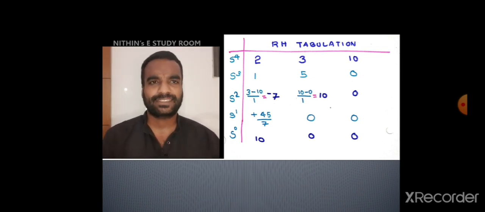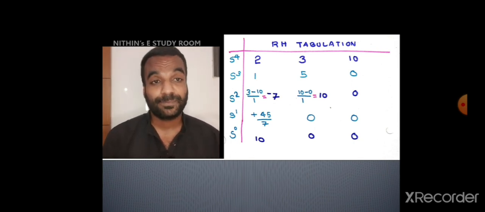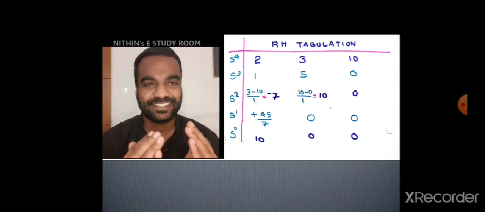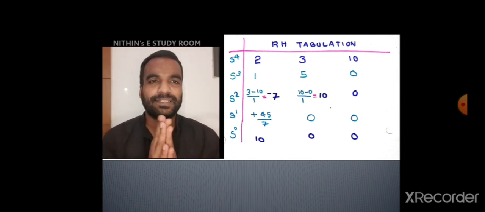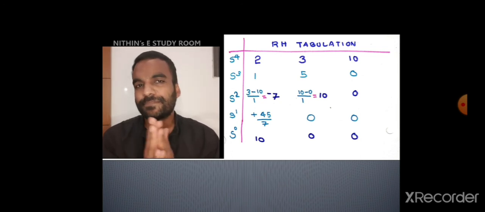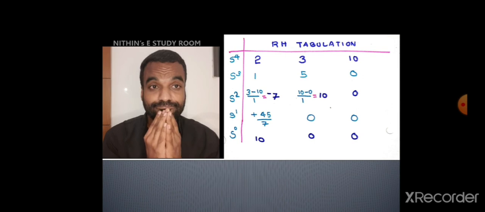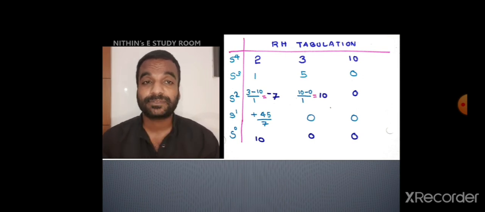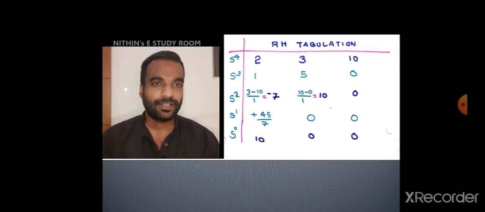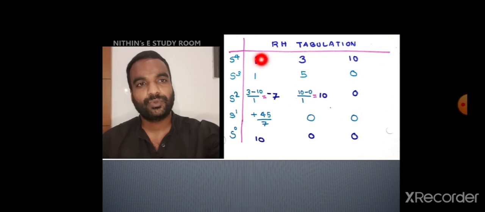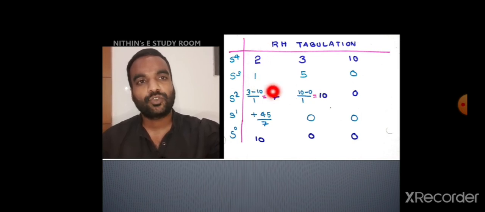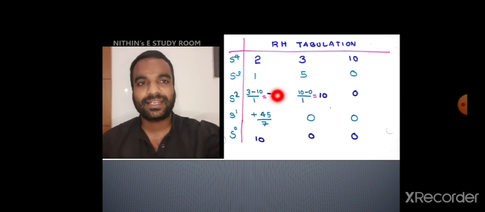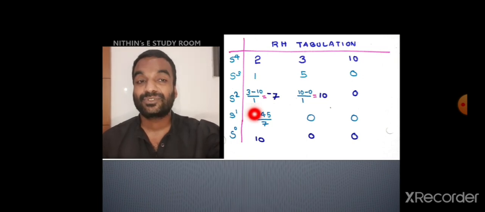Now, please check the first column: 2, 1, minus 7, plus 45 by 7, 10. How many sign changes are there? All of you, please answer. 1 or 2? That's my question. Normally people will say 1, like you said. But it's not 1. 2 is positive, 1 is also positive. 1 to minus 7, that is a change. And again minus 7 to plus 45 by 7, that is another change. So 2 changes are there.